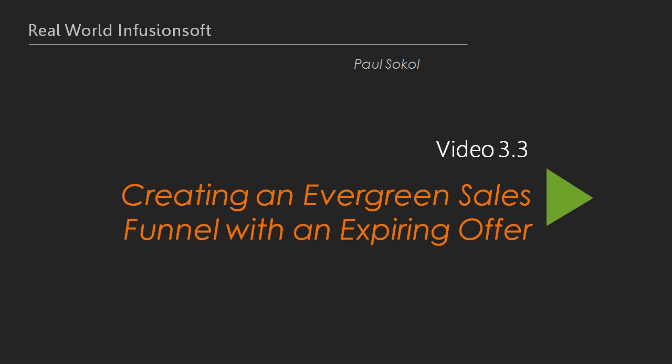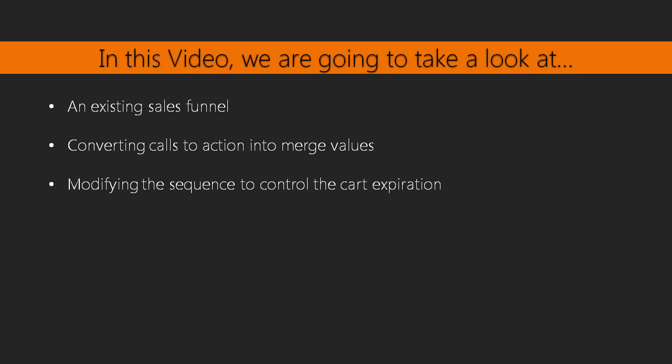This tactic for driving urgency is extremely powerful. The idea behind an evergreen sales funnel is that the cart opens and closes with respect to each individual, as opposed to a classic launch where it opens and closes for everyone at the same time. As you'll see, we are leveraging a merge field behind a link where the field value itself is dynamic. So in this video, we're going to take a look at an existing sales funnel, converting calls to action into merge values, and then modifying the sequence automation to control the cart's expiration.